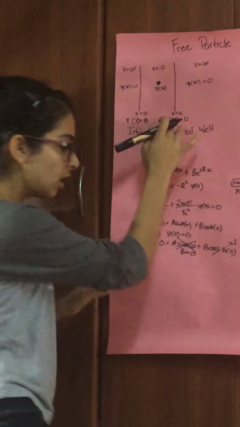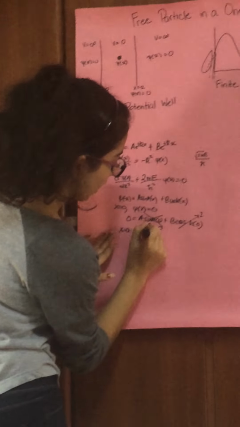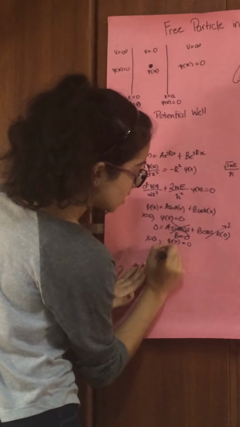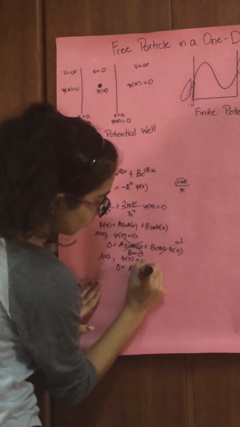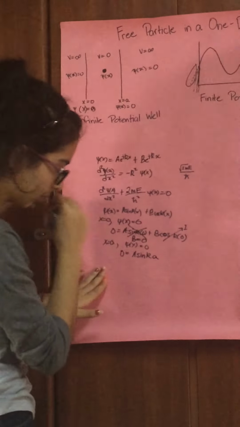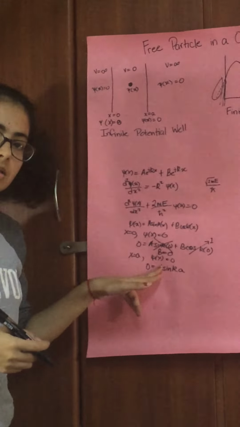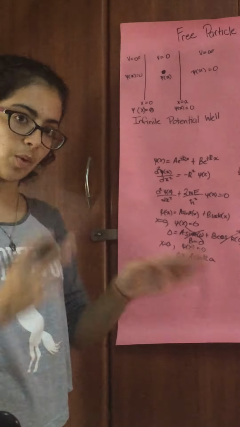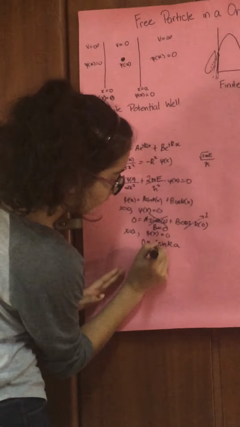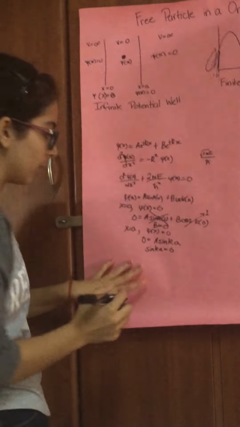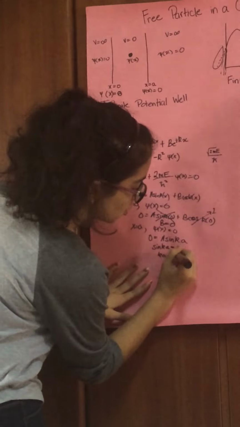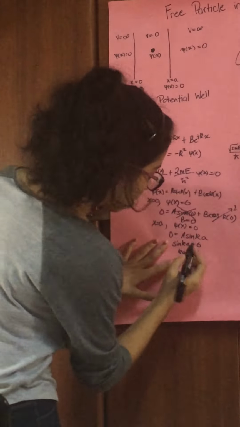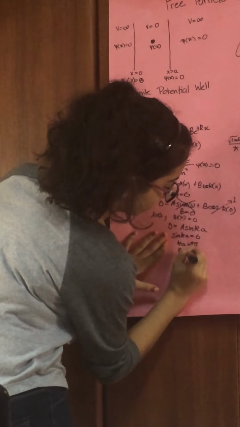Then we do the same thing for the other side, where we substitute in x equals a and phi of x equals 0, since it is not possible to find the particle there. So from that we get 0 equals a sine ka. Now a cannot equal 0, because if a equals 0, that would mean that the entire probability function just equals 0, which is not possible. So therefore sine of ka has to equal 0 at some point. That means that ka equals n pi, because sine equals 0 at n pi, which shows us that k equals n pi by a.